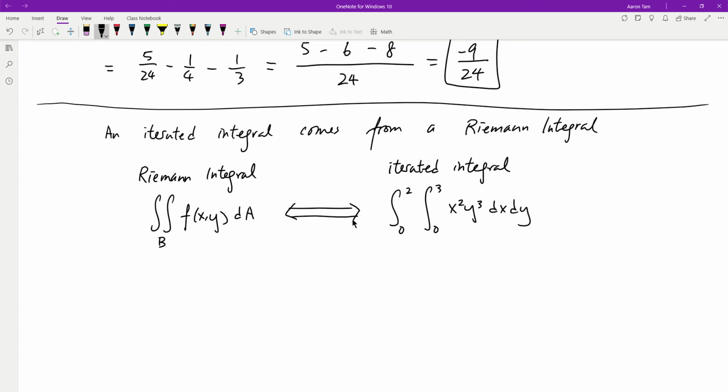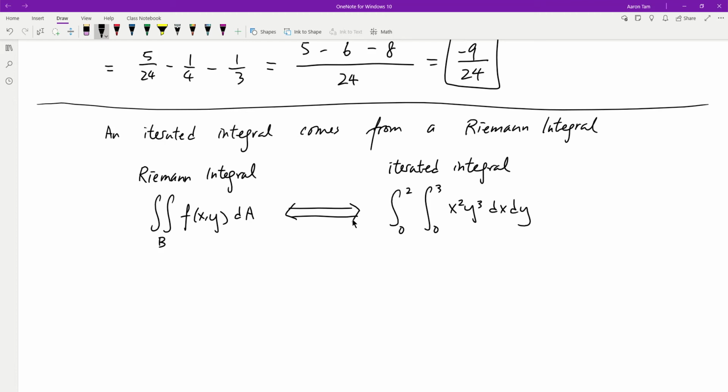Once we understand the connection, we would then be able to start from a Riemann integral, rewrite it into an iterated integral, and then evaluate it into an answer. So right now we're looking at how to go from the iterated integral to the Riemann integral and see the connection. Once we understand that, we can then go backward, meaning we would be able to evaluate a Riemann integral by writing it as an iterated integral and then evaluating it into a number. So let's look at the connection.